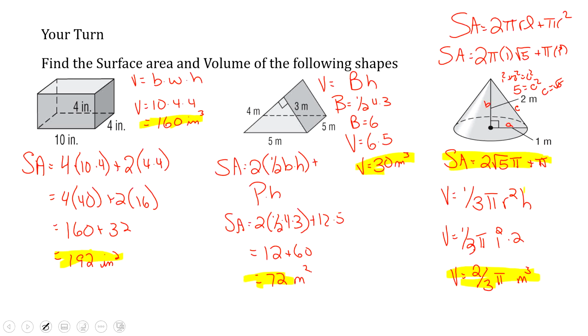The volume is just 1/3 the area of the base times the height. So the area of the base again was 1 pi times 2 for my height. So it really works out to be just 2/3 pi. So that's surface area and volume and all that stuff.